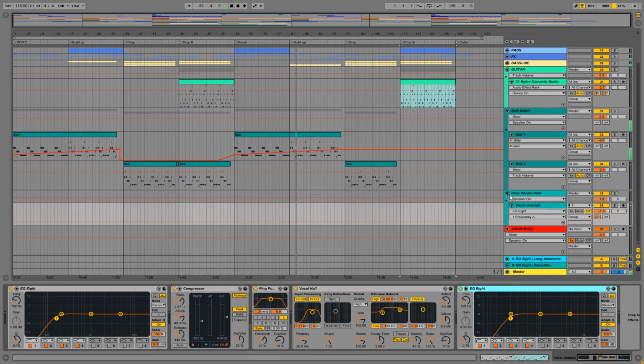Keep in mind that you can save any of these processing chains and reuse them again in your projects.